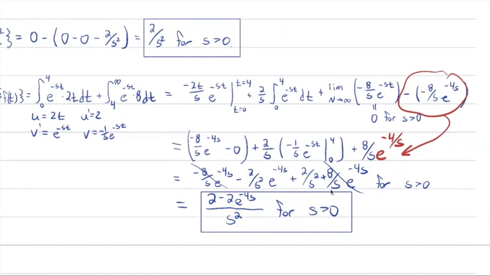But then it disappeared over here and then reappeared back down here. That's because we take it from 4 to infinity, not from 0 to infinity. That's right. Gotcha. Yeah, so this limit, as long as s is bigger than 0, that one's going to go to 0. But over here, this came from plugging 4 into that. That's right, because the lower limit of that integral is 4.